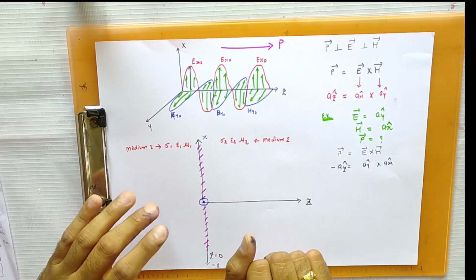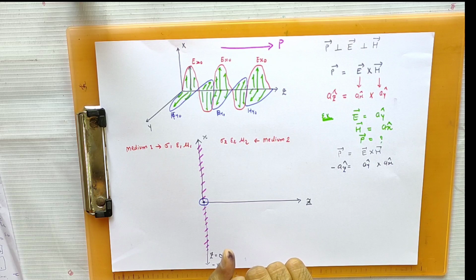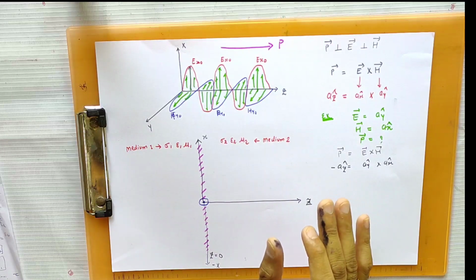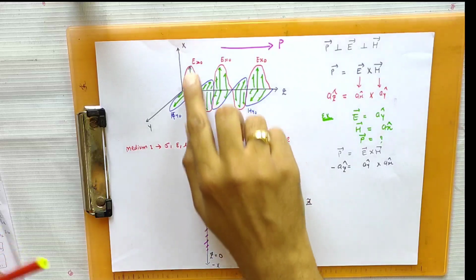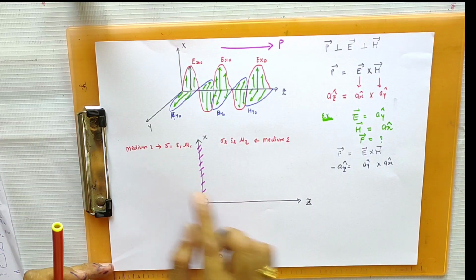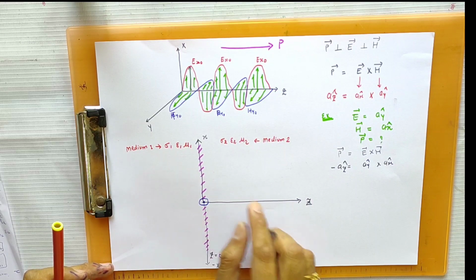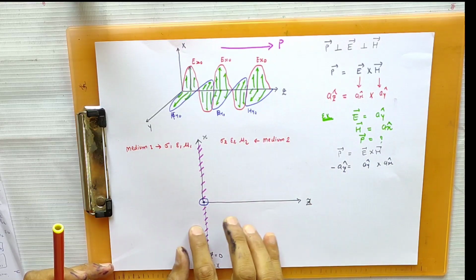So in today's lecture we discuss the definition of reflection coefficient and transmission coefficient. The question may be asked in this way: derive the equation for transmission coefficient and reflection coefficient, or what is the relationship between transmission coefficient and reflection coefficient. Here the electric field is present in the x direction. First I will draw the incident wave, then the transmitted wave, and finally the reflected wave.